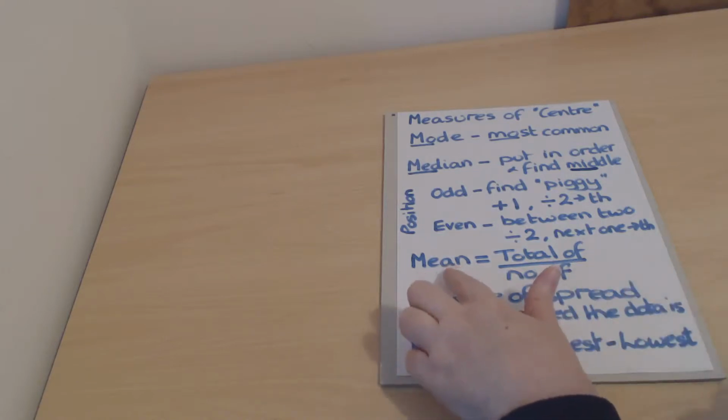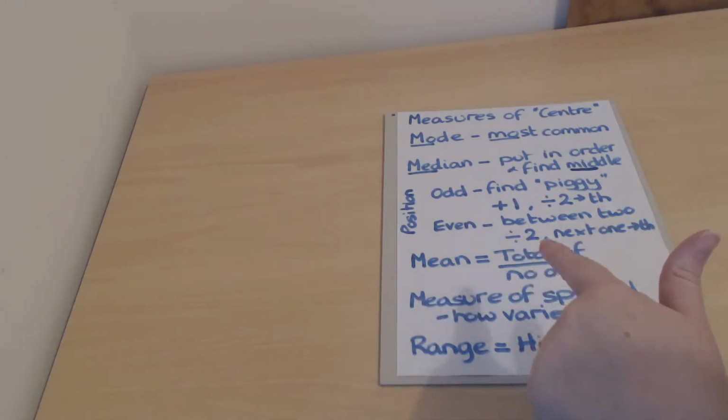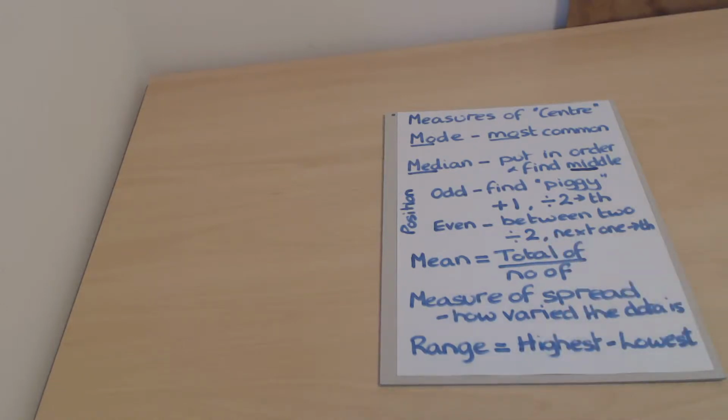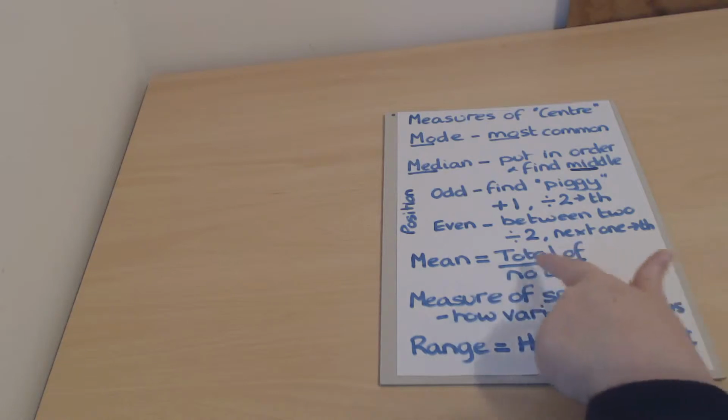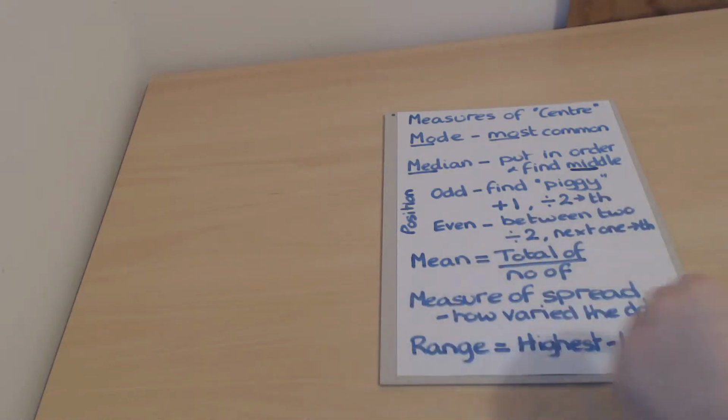Finally, we have the mean. The mean is the mean one because it makes you do the most work. That's the way to remember that one. So to do the mean, you need to add up, you need to total all the pieces of data, and then you need to divide that total by how many pieces of data you had. So that's how we do those. We're going to do some examples in just a minute.